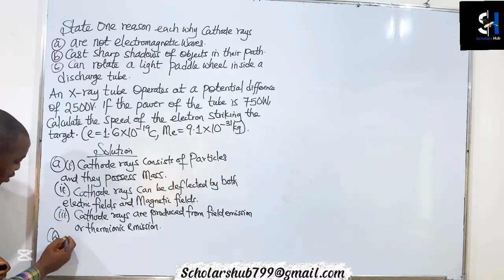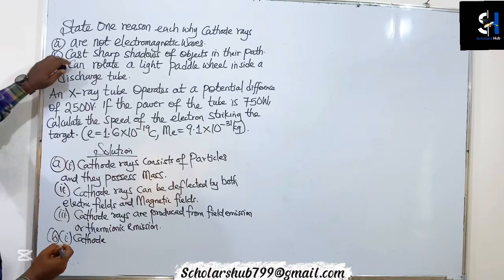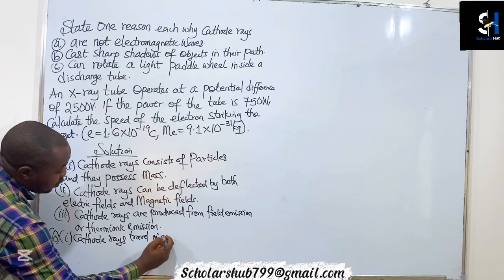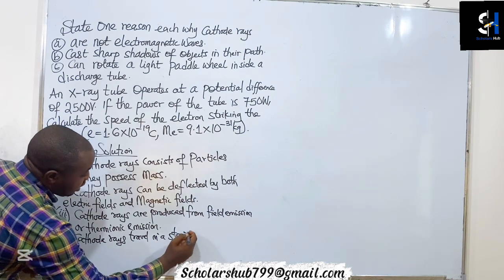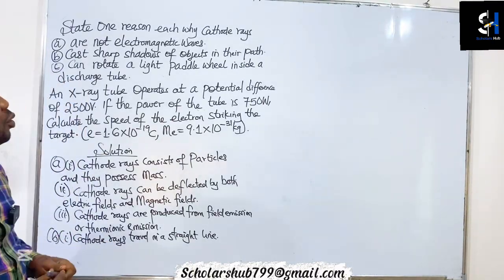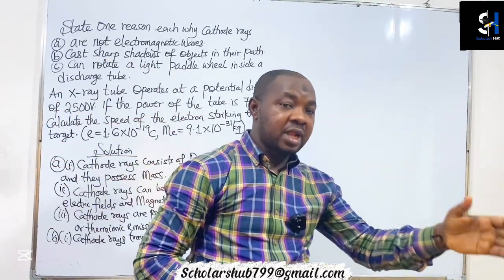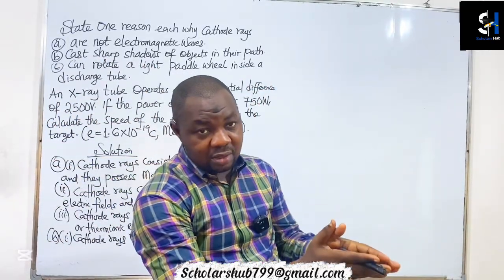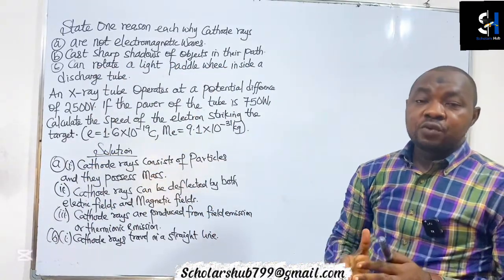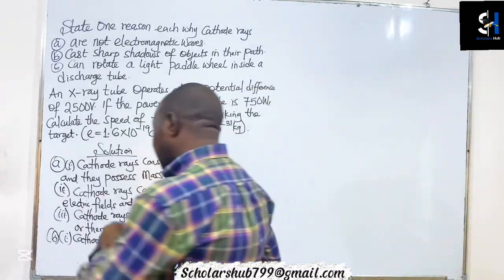So now, Roman numeral one, cathode rays travel in a straight line. Now let's not forget that electromagnetic waves travel at the speed of light in a straight line, but cathode rays travel at a speed significantly less than the speed of light. So that's it.